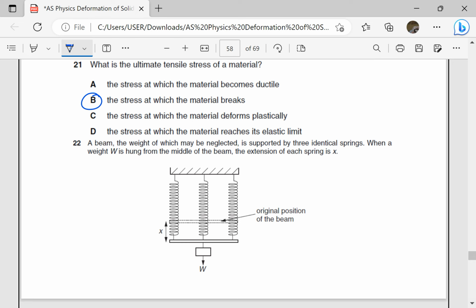A beam, the weight of which may be neglected, is supported by three identical springs, which when a weight W is hung from the middle of the beam, the extension of each spring is X. Now note that these springs are in parallel, and if they are identical, their total extension is going to be a third of the extension of just one. And note that total extension when they are used together with this load is X. So that means X is equal to a third of the extension of just one.